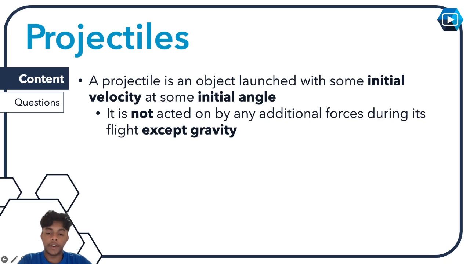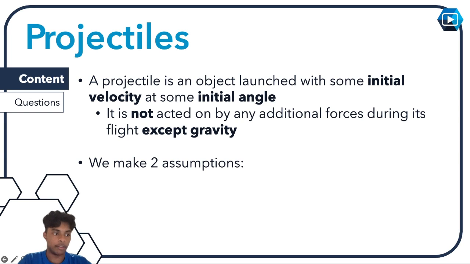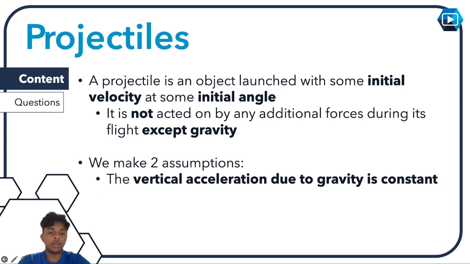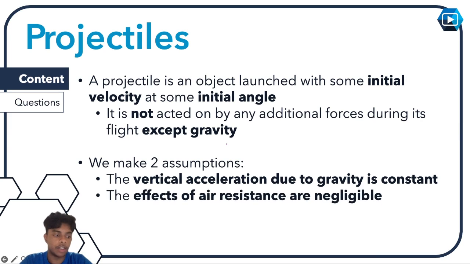The first thing is that projectiles aren't acted on by any additional forces during their flight except gravity. That is just a general thing that we look at. And the two assumptions that we make when we think about projectiles are, first of all, that the vertical acceleration due to gravity is constant, and the effects of air resistance are negligible. These have a few results on what we actually end up doing.